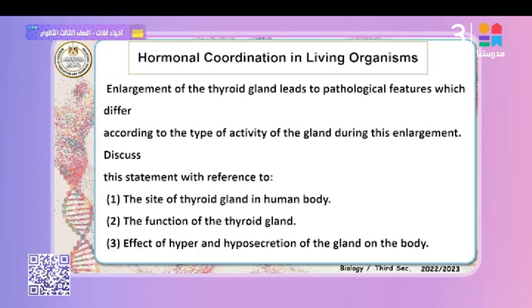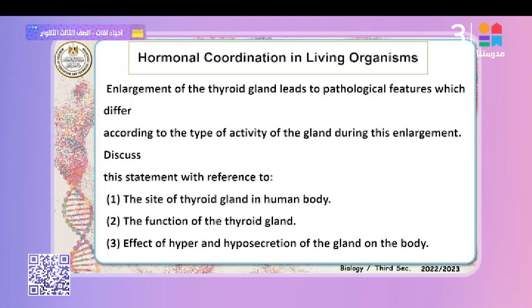Enlargement of thyroid gland leads to pathological features which differ according to the type of activity of the gland during this enlargement. Discuss this statement with reference to this specific type of question, inshallah. This type is called an essay question, not related to MCQ, multiple-choice questions. In this question, the first point is the site of the thyroid gland in the human body.